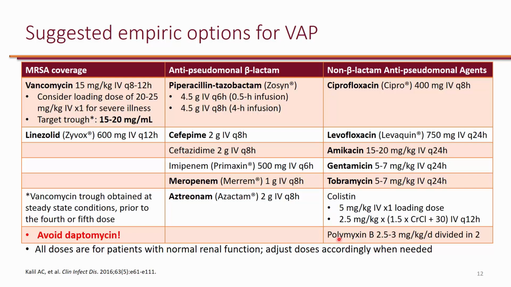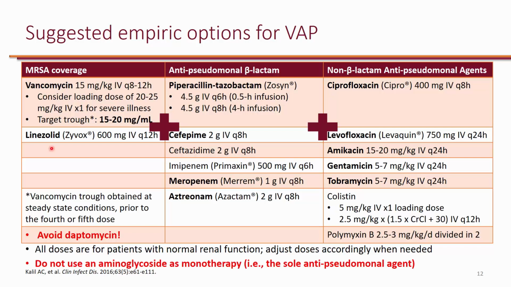So let's say someone has received IV antibiotics in the last 90 days, for example, somebody received ceftriaxone 2 weeks ago and now they have ventilator-associated pneumonia. We can choose an MRSA active agent like vancomycin plus one beta-lactam that's active against Pseudomonas. So we can use piperacillin tazobactam, for example, plus a second agent, so ciprofloxacin. So the patient will end up receiving three agents: ciprofloxacin plus piperacillin tazobactam plus vancomycin.